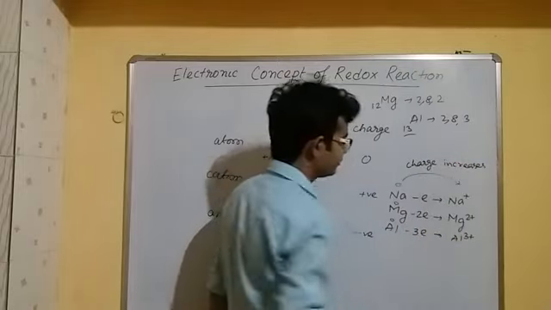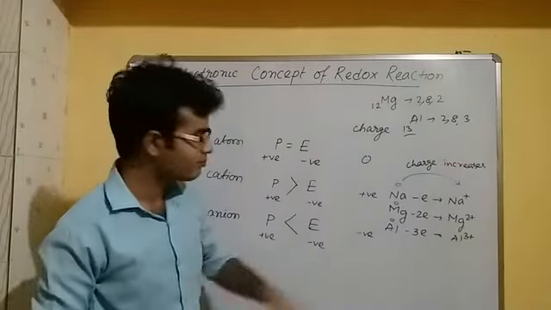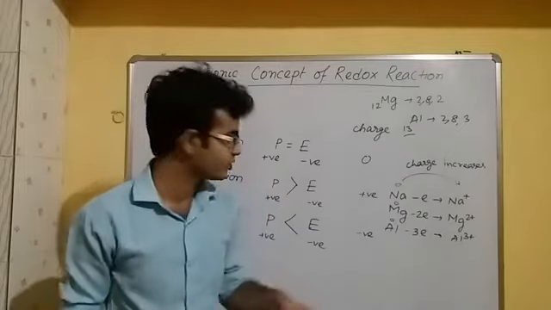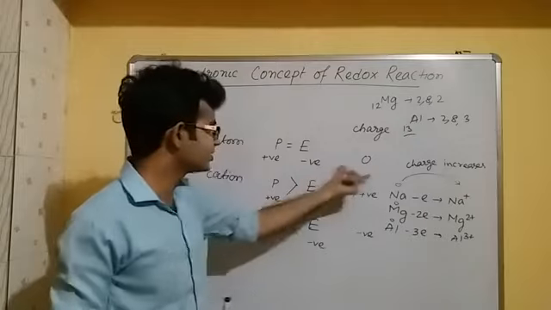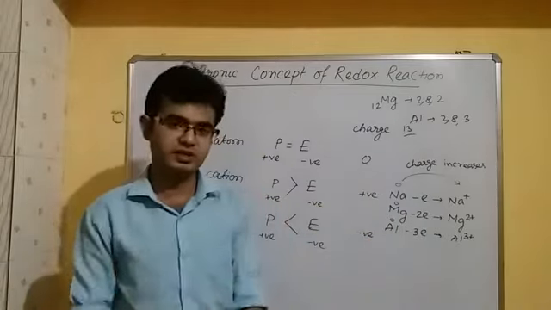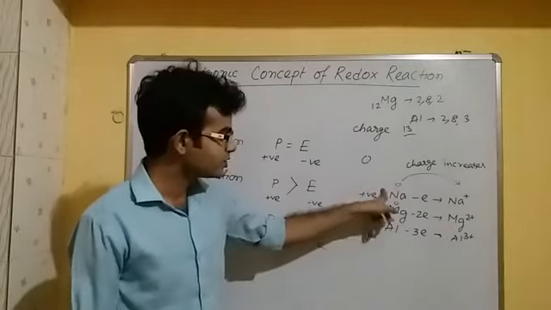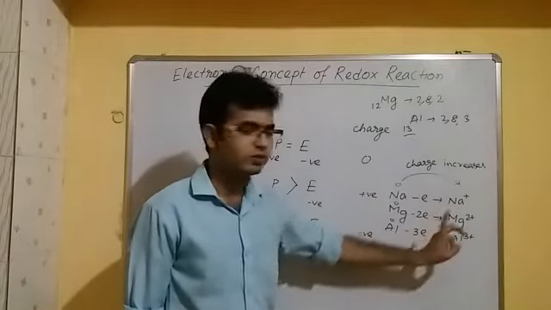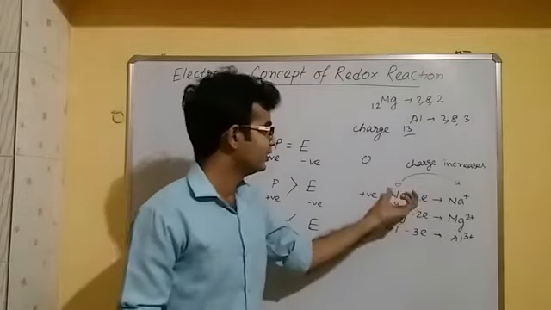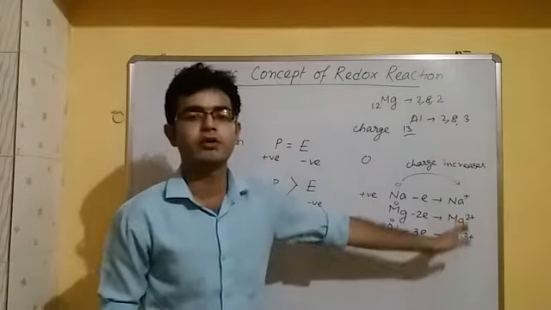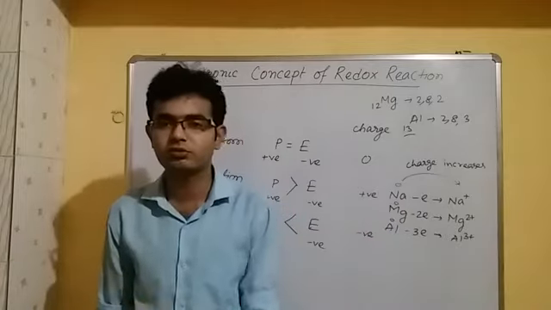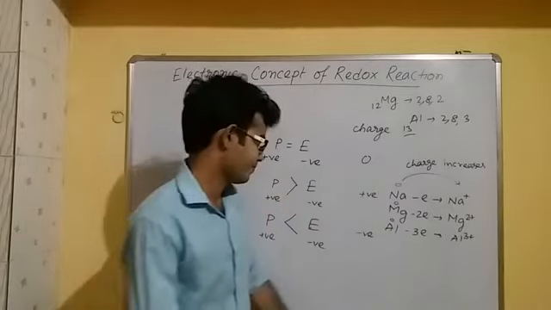I think it is clear now. Sodium, magnesium, aluminium, these are atoms, so they do not contain any charge. We know that the charge of an atom is 0. So when sodium, magnesium, or aluminium loses electrons, what will happen? It will be positively charged. They will form cations. Why do they lose electrons? Because they contain 1, 2 or 3 valence electrons respectively.